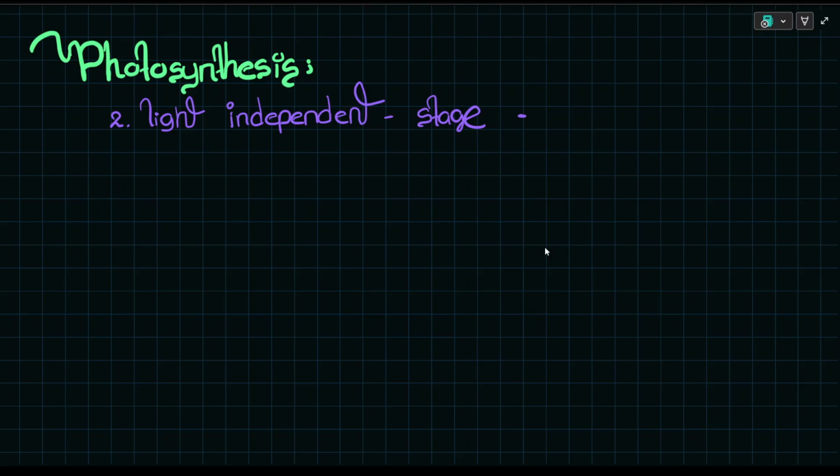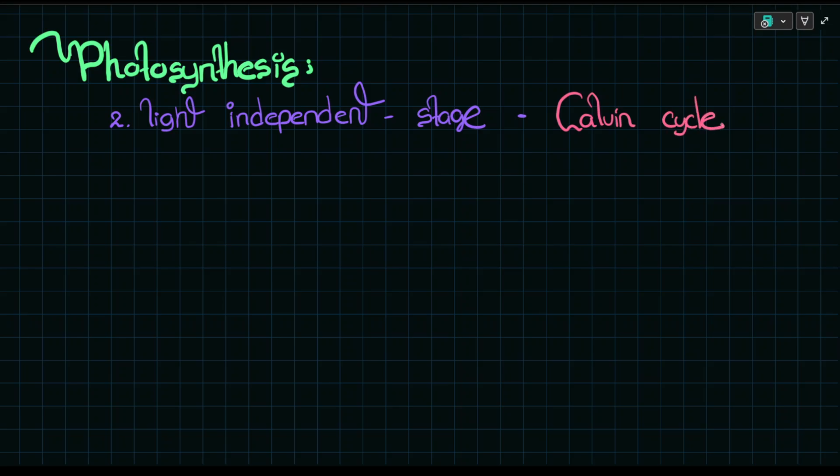So when it comes to photosynthesis, we discussed that photosynthesis has two distinct stages: a light dependent stage followed by a light independent stage. In this segment, we will talk about the light independent stage of photosynthesis, not the light dependent stage. Bear in mind that the light independent stage of photosynthesis is typically known as the Calvin cycle.